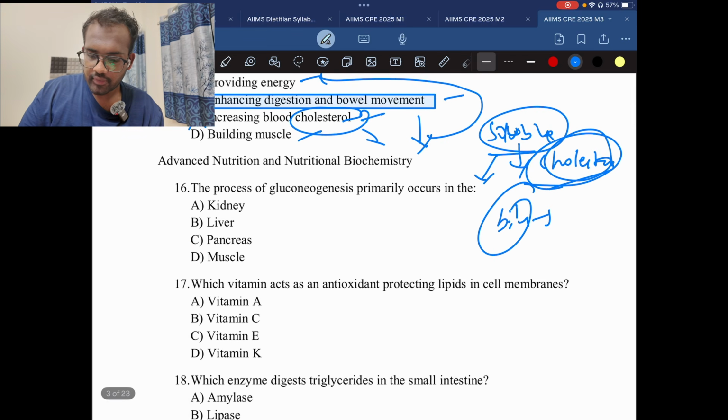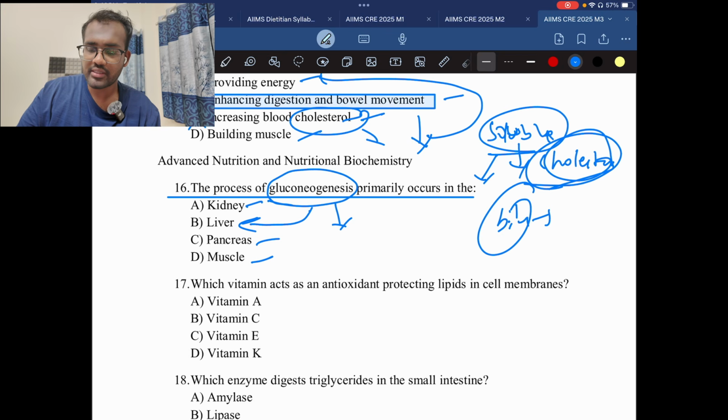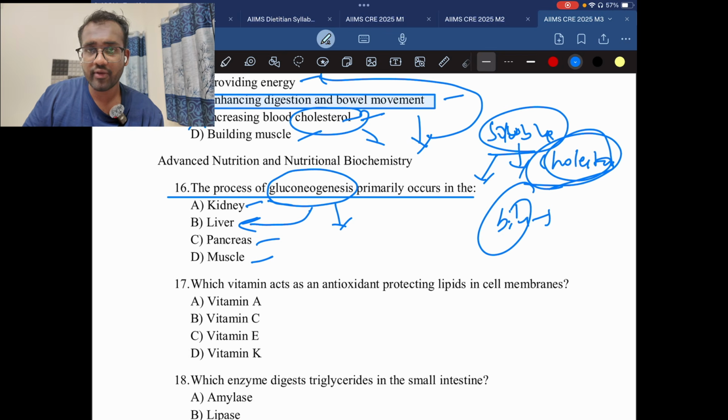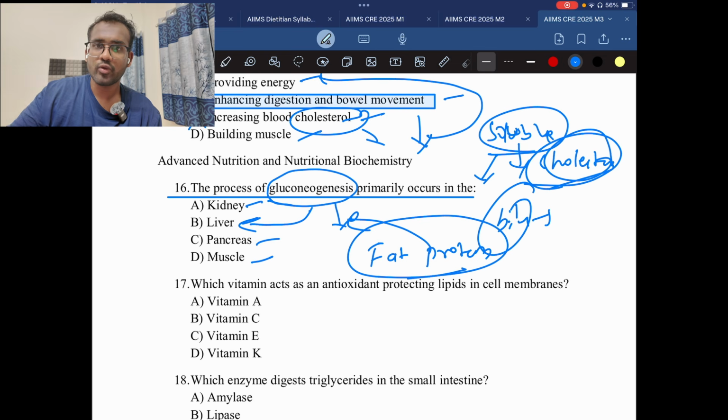Question number 16. The process of gluconeogenesis primarily occurs in kidney, liver, pancreas, muscles. So always remember, gluconeogenesis always occurs in the liver. Okay, gluconeogenesis in the sense a production of energy from non-carbohydrate source, either from the fat or from the protein. Okay, non-carbohydrate, it will enter into the gluconeogenesis reverse cycle and pass through the reverse cycle, and it forms the glucose molecule.